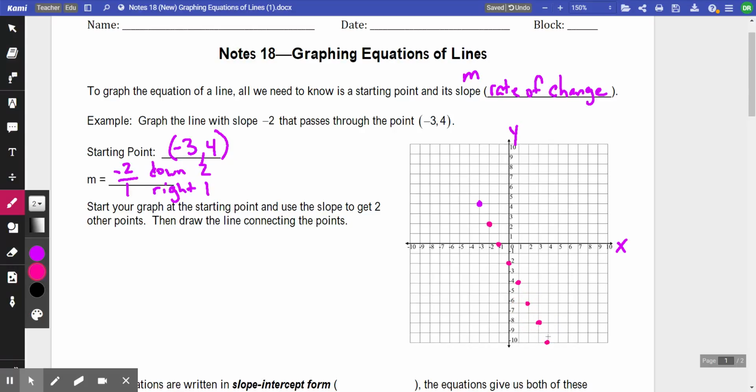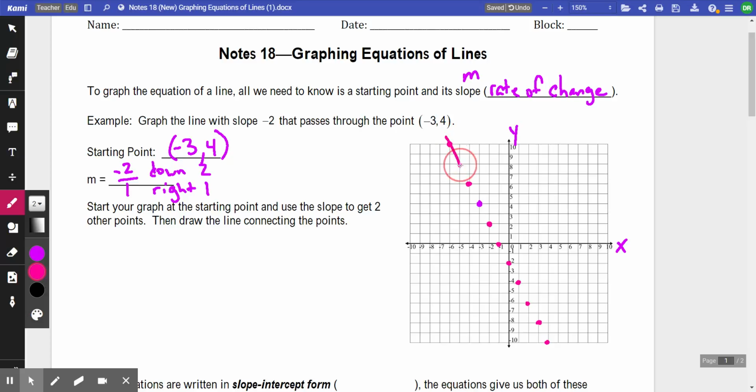Now notice this pattern. If I now want to reverse it, the reverse would mean up 2 to the left 1, up 2 left 1, and I can keep plotting new points this way. Now I've plotted as many points as I can that are on this graph, and the final thing that I would need to do is connect the points with a line.